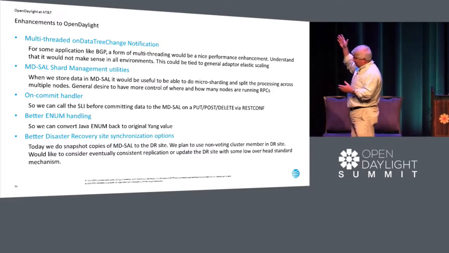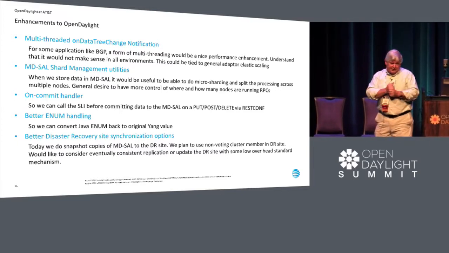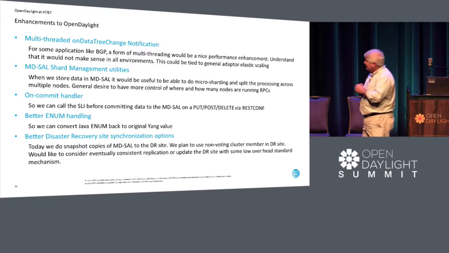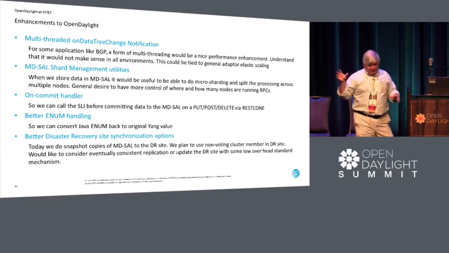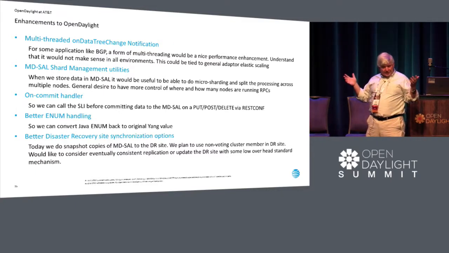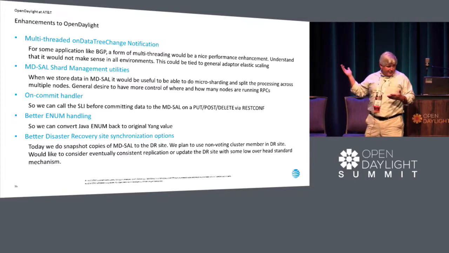But there are five or six things that we really need out of ODL going forward. We really need a multi-threaded on-data tree change notification. I think us and Tencent are probably running into the same problem: when you get so many BGP updates, there's only so much you can push through a single node. We need the MDSal shard management capabilities to move things around and to do elastic growth on nodes. I'd love to have a 20-node MDSal cluster that has 15 nodes for doing on-data change notification, but you cannot physically do that in the current architecture, right?